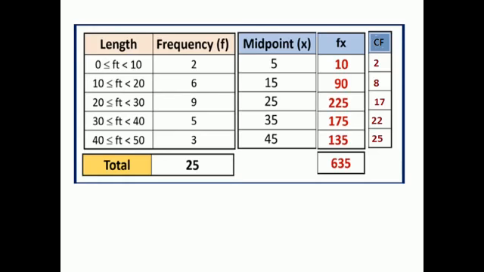Okay, so we finished, every box is finished. Then finding the values. First one, mean. Mean means 635 divided by 25. Okay, so how can we find the modal class? Look at the frequency. The highest frequency is, yes, 9. So the group is 20 to 30. Okay, finish.